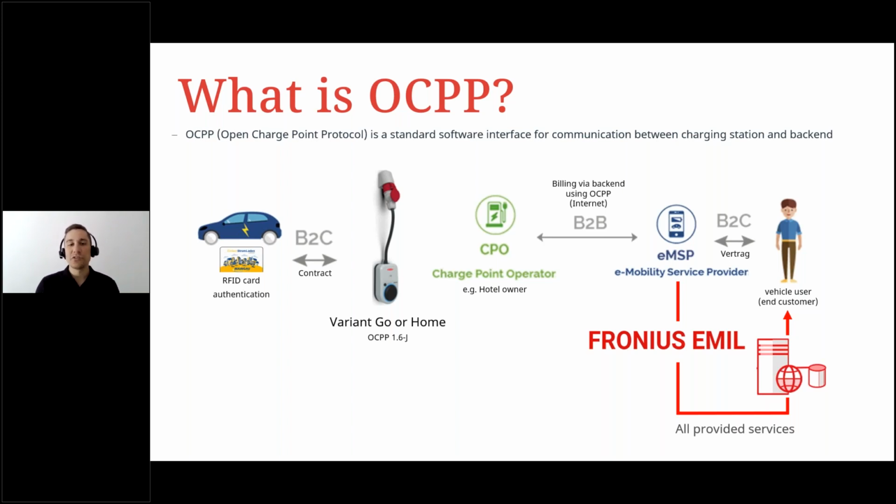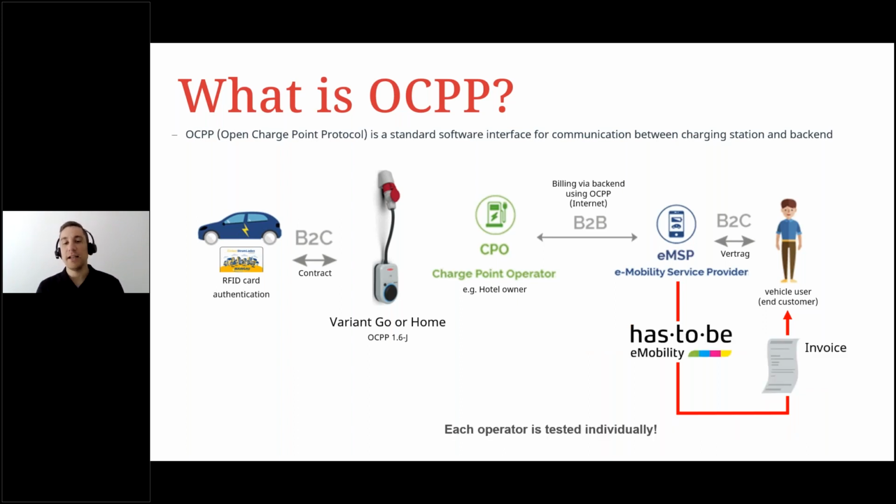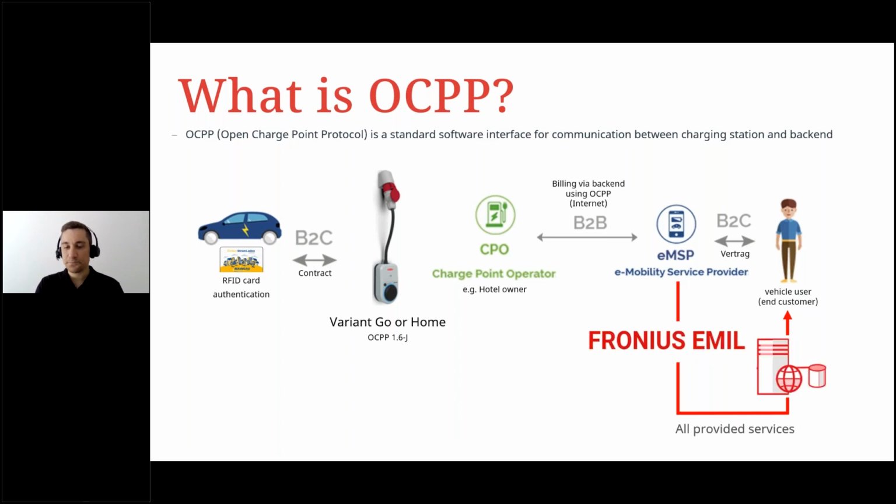The basis for Fronius eMail is, of course, Open Charge Point Protocol, because with OCPP it is made sure that Fronius eMail and other backend solutions can talk to the charge point itself and can build up a communication to the charging infrastructure. So as you see, OCPP is very important. And of course, please make sure that each and every operator is tested individually. If you have a backend solution provider in your country, please make sure that for the Wattpilot each and every operator is tested individually to make sure that there is good contact to the Wattpilot itself.